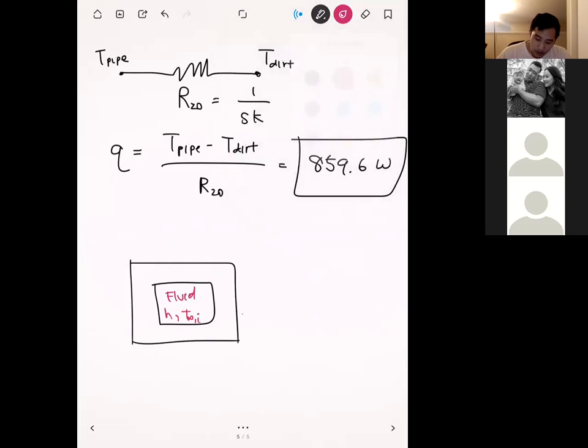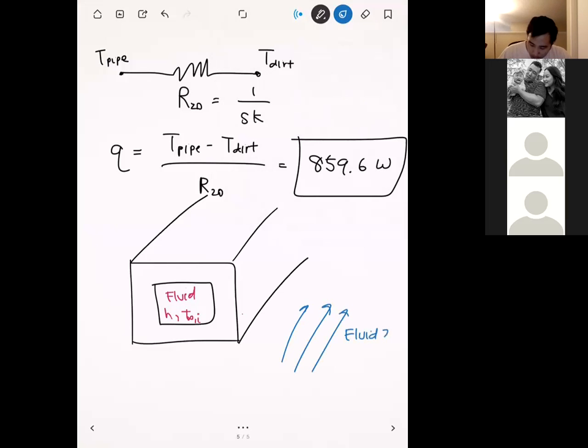And this pipe here goes like this. And then on the outside of the pipe, we have another fluid. So on the outside, we have fluid 2, and this also has its own h and also T infinity. And I think in the problem I asked you along the lines of solving for the heat transfer and maybe a surface temperature.